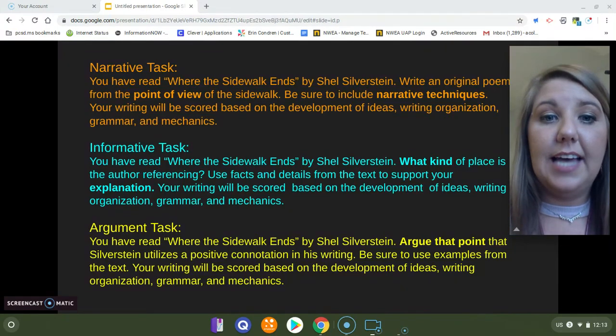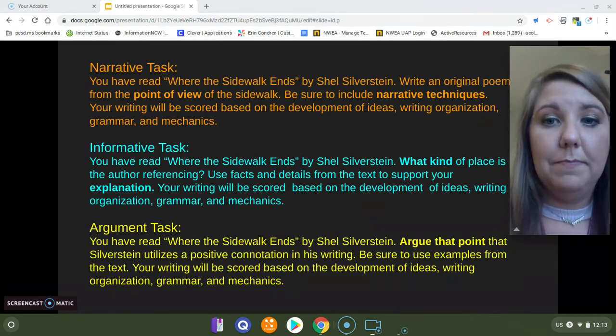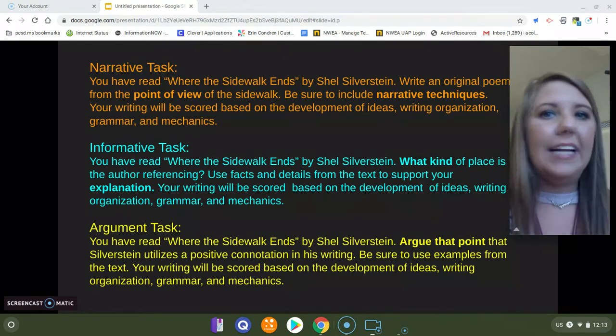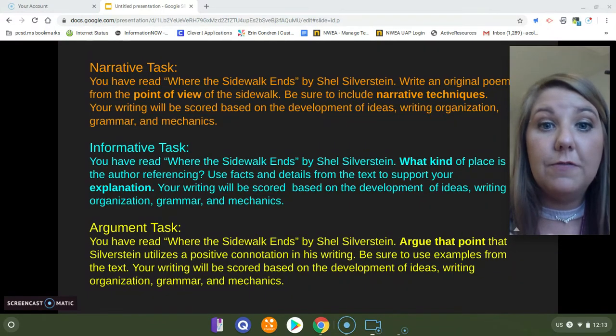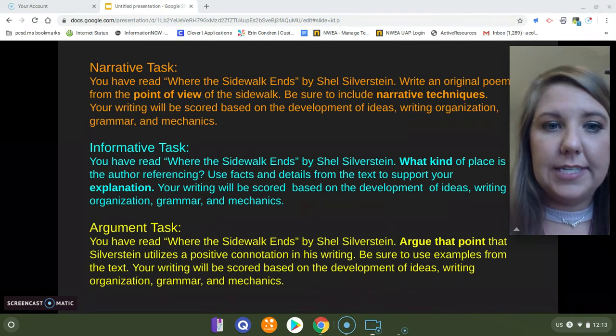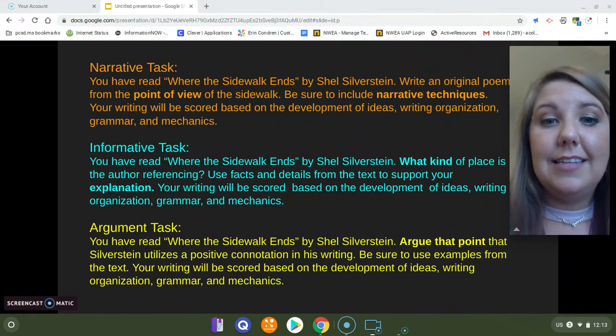You have read Where the Sidewalk Ends by Shel Silverstein. What kind of place is the author referencing? So it's asking you a question. What kind of place is this? And you have to infer that. What kind of place is the author referencing? Use facts and details from the text to support your explanation.